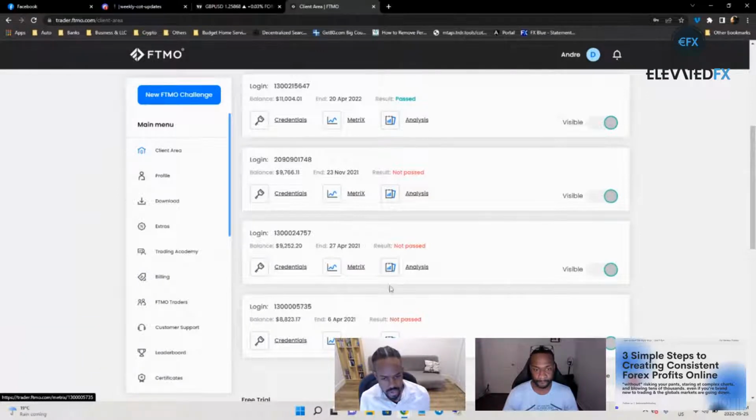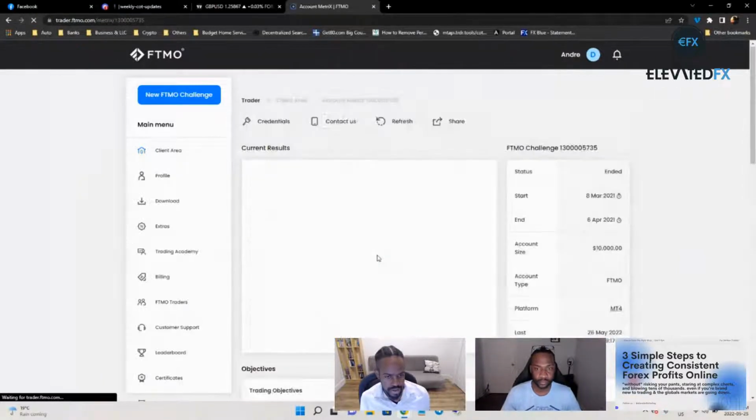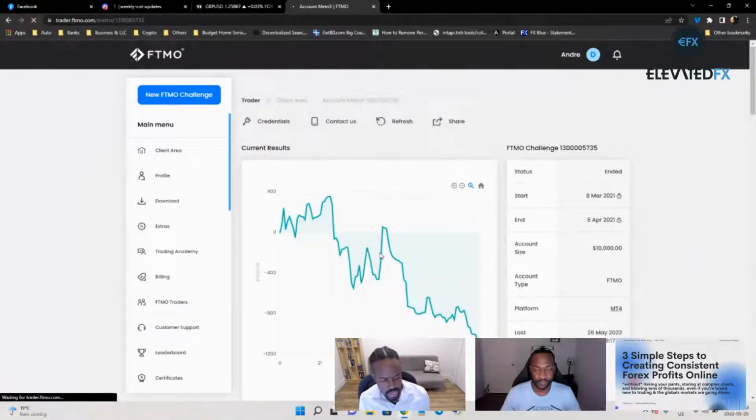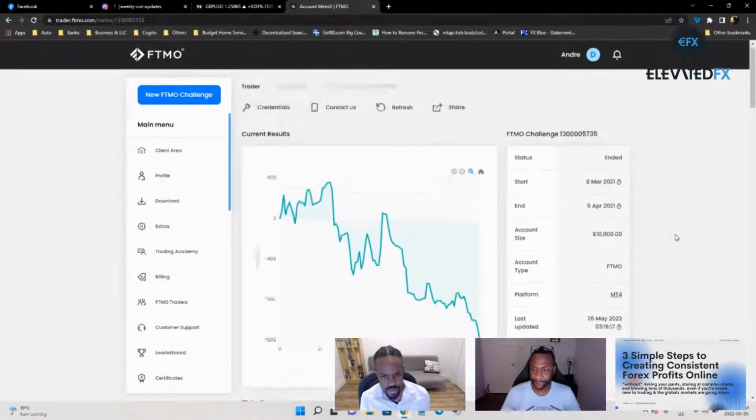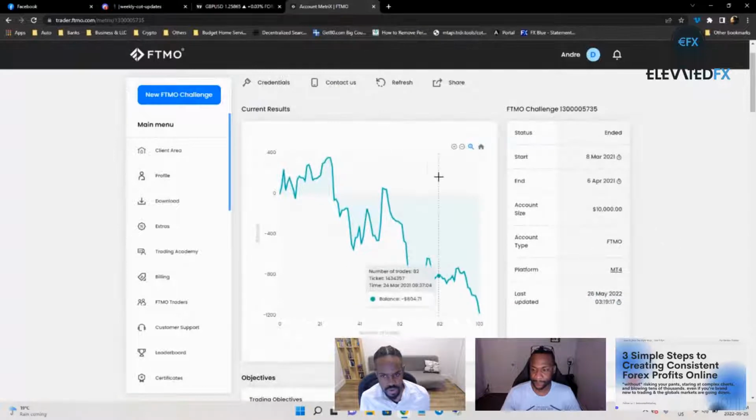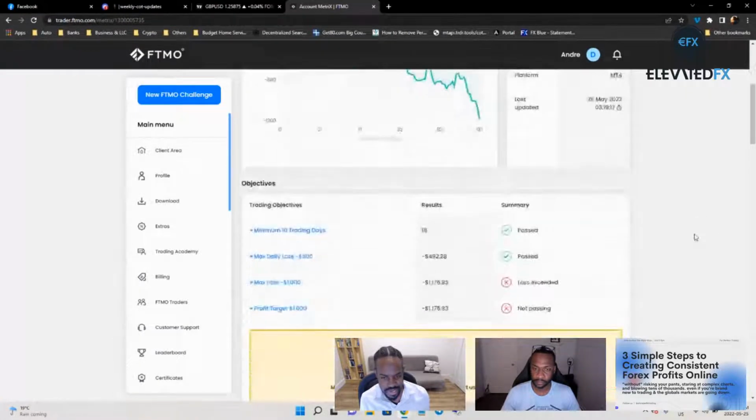I'll show you exactly a few of the challenges that I unfortunately didn't pass, and you're going to see the big difference that applying my personal knowledge on top of Enigma made for my trading. This is one of my first attempts on FTMO, and as you can see, it's not a good graph to have. It's going down. If it was the opposite, it would be perfect, but it's not the case.